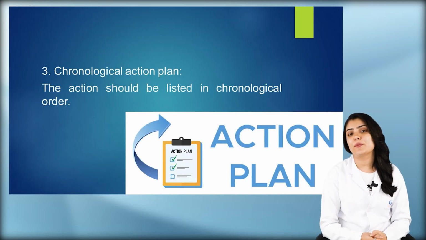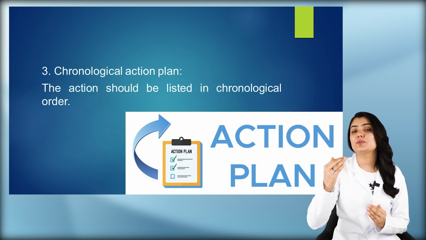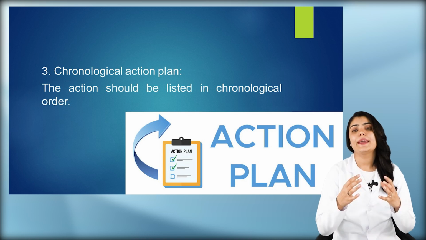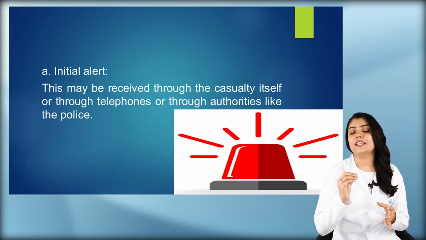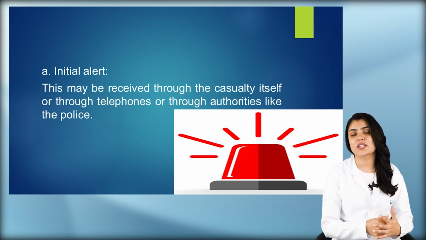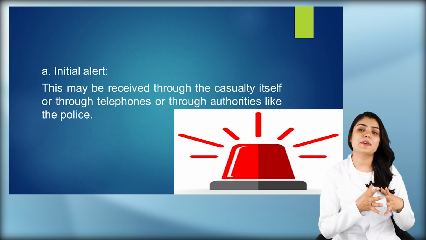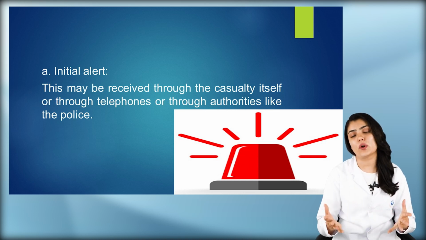The third thing that we have is the chronological action plan. Whatever actions are to be taken by all the healthcare employees must be listed out in chronological order. The first thing that is to be done is to initiate the alert, and the alert is usually initiated from the emergency department through telephonic calls. And sometimes, in case of a man-made hazard, it may also be initiated through police and other higher authorities.